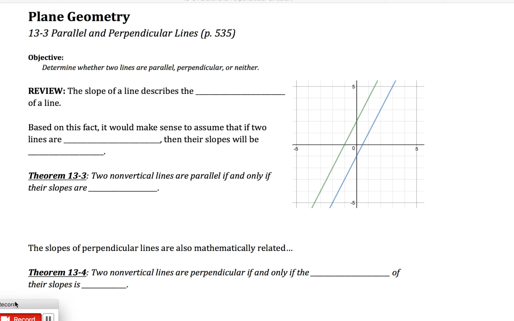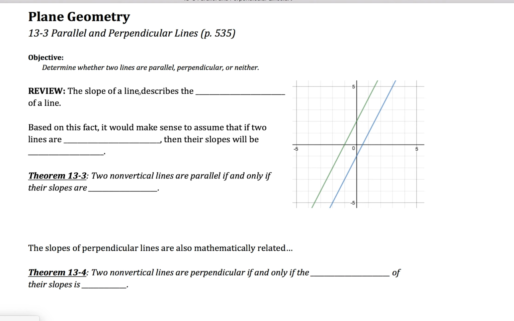Hello again, everybody. In this video today, we're going to be taking a look at the relationship between parallel and perpendicular lines as related to their slopes specifically. We already know what parallel and perpendicular lines are. We know kind of how they're related in a general sense, but in this video we're going to examine what we can tell about the slopes of parallel and perpendicular lines. So let's jump right in.